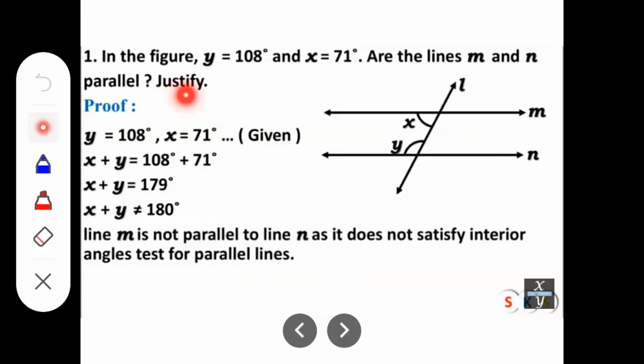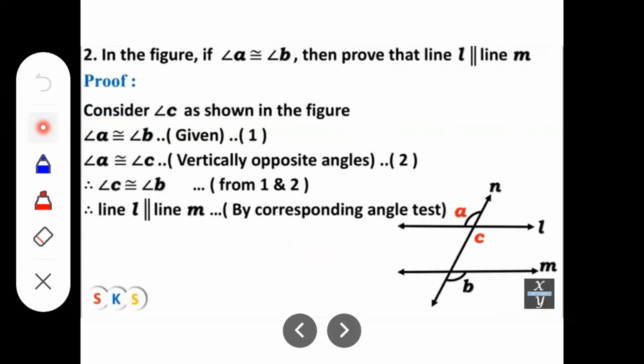So what is our conclusion? That as the value is not equal to 180 degrees, the given lines are not parallel. Why not parallel? Because they do not satisfy the interior angle test for parallel lines. You should write this statement here. Yes, understood? Let's see another example.